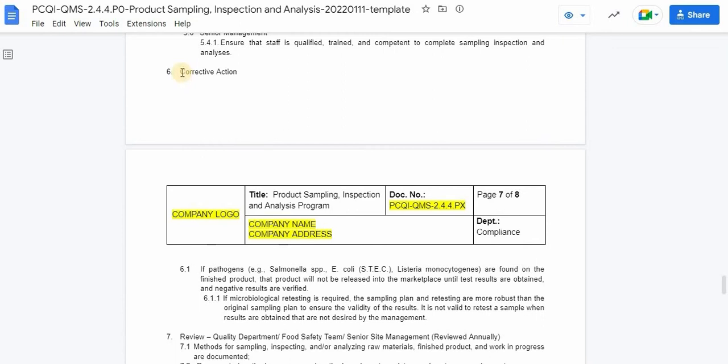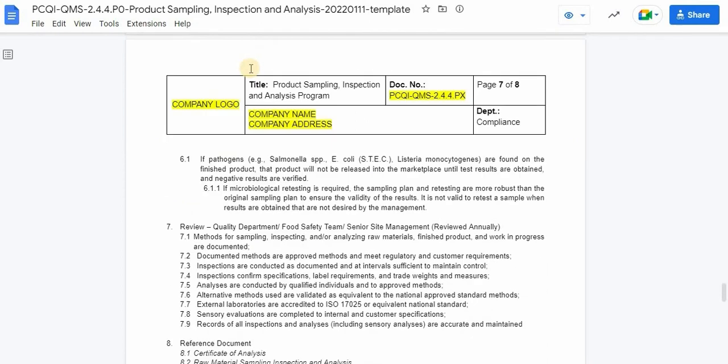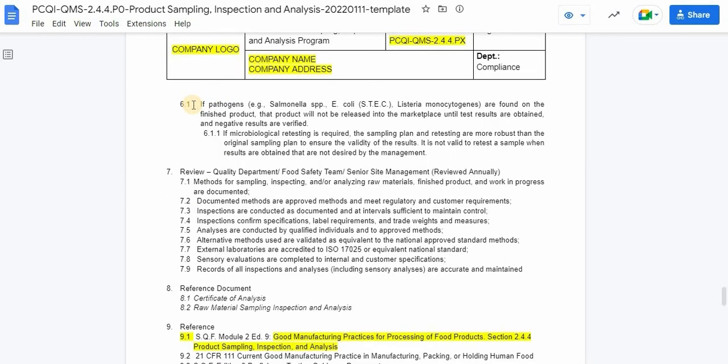Next to responsibility is corrective action. The corrective action is the process of taking appropriate steps to eliminate causes of nonconformities or other undesirable situations. If pathogens are found on the finished product, that product will not be released into the marketplace until test results are obtained and negative results are verified. If microbiological retesting is required, the sampling plan and retesting are more robust than the original sampling plan to ensure the validity of the results. It is not valid to retest a sample when results are obtained that are not desired by the management.